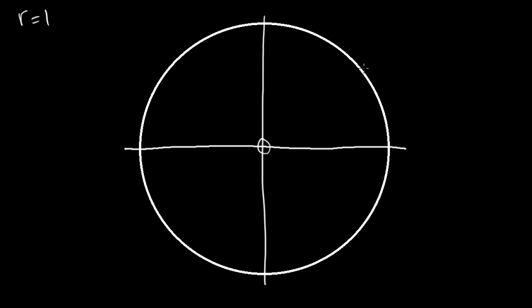Now, some of the important points that we should know are 30 degrees, 45 degrees, and 60 degrees. And then also, of course, 90, 0, 180, 270, and 360. Alright, so we have 30, 45, 60, and 90.